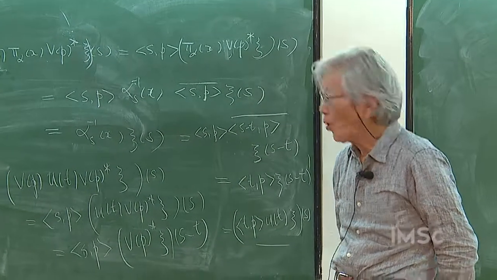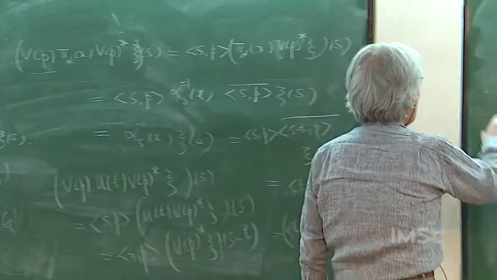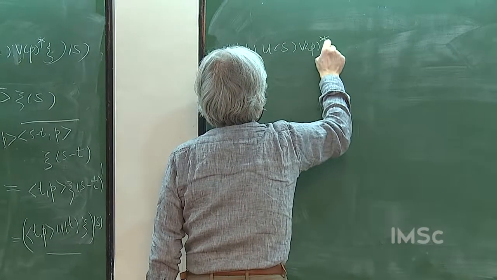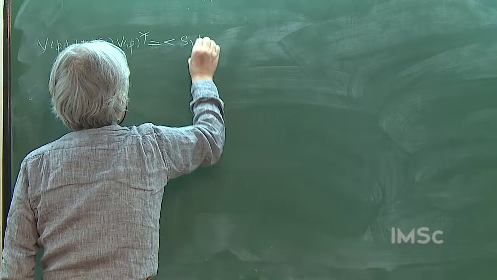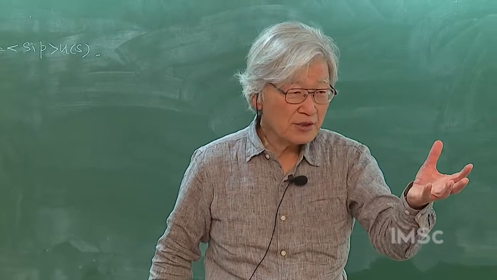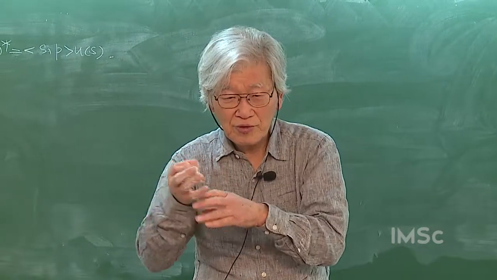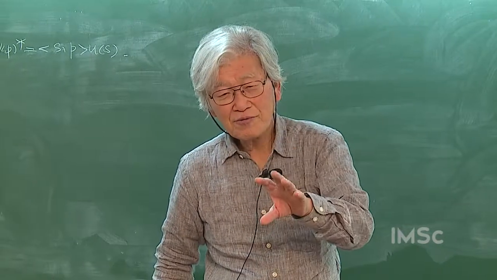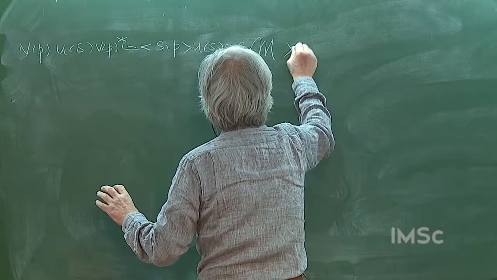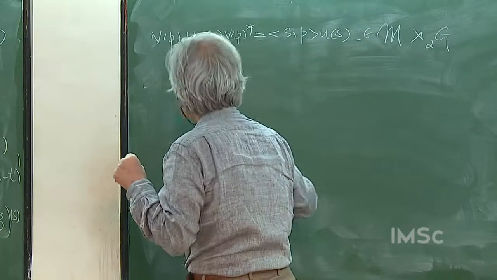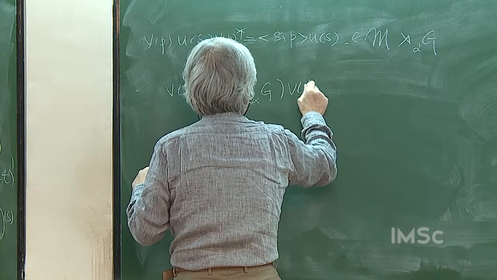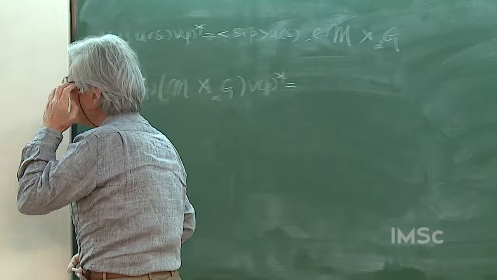Right? So, in other words, U of Vp, Us Vp star is Sp Us. That is the scalar multiplication, S comma P, the coupling takes value in the torus, absolute value 1, times the original operator V of T. So this belongs to the cross product. In other words, Vp, M cross product G, Vp star.